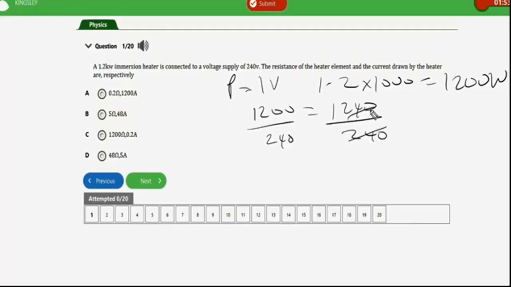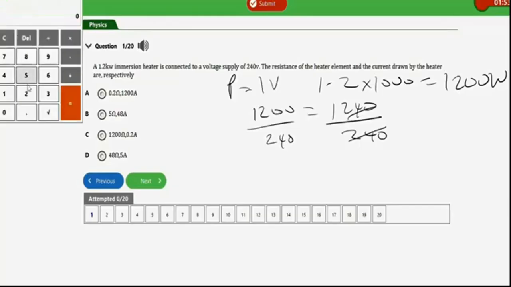So let's punch the calculator to see the output. We have 1200 divided by 240. So we have the current to be 5 amperes. Let's write it down: the current I is 5 amperes.